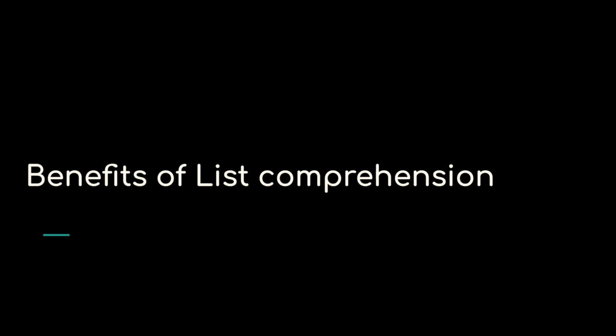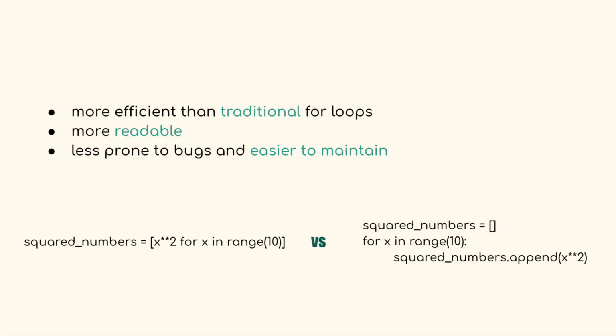Why do we want to learn list comprehensions? List comprehensions are often more efficient than traditional for loops in terms of both execution time and amount of code. They allow you to express complex ideas in just a single line of code and make it more readable by reducing the number of lines. This makes your code less prone to bugs and easier to maintain.